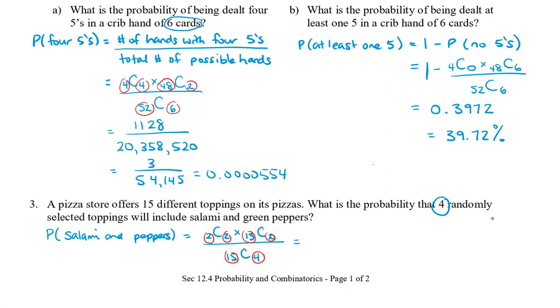So calculating this, using your calculator, you get 78 in the numerator and then 1365 in the denominator, which reduces to 2 over 35, or as a decimal, 0.0571 or 5.71%.